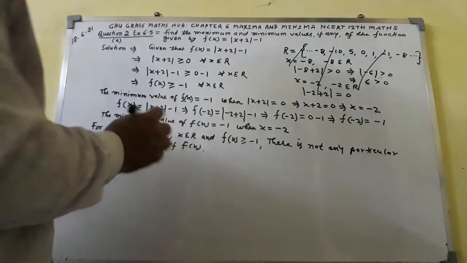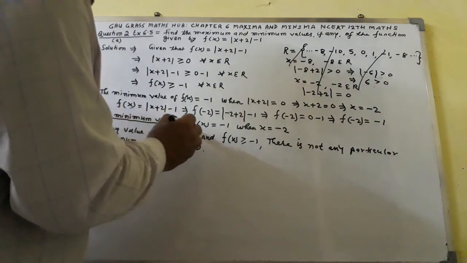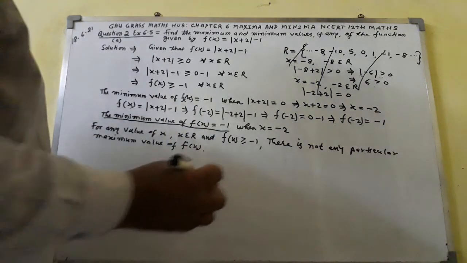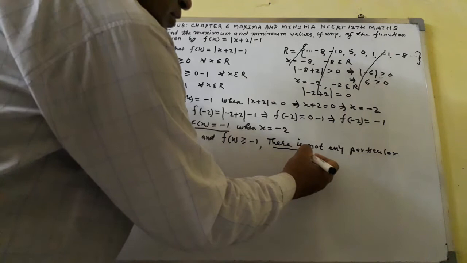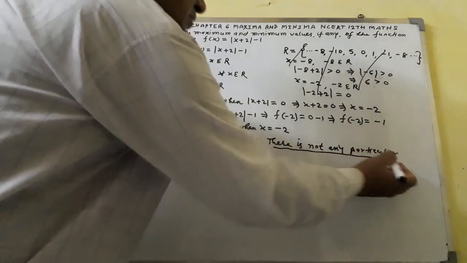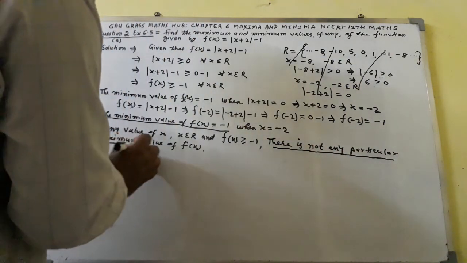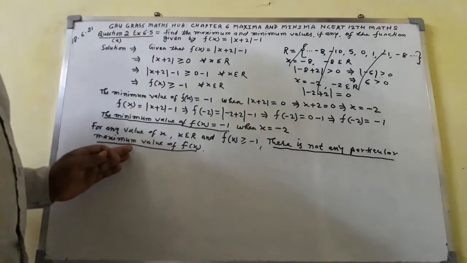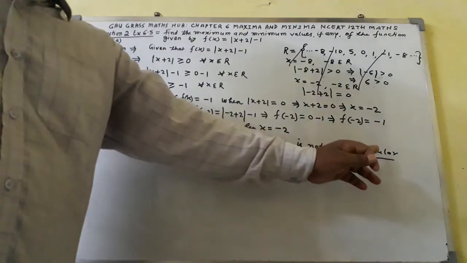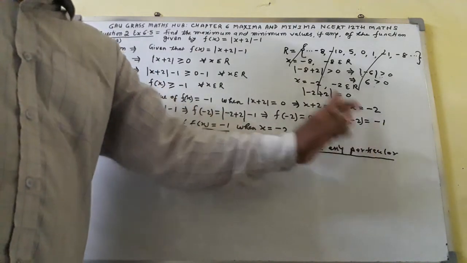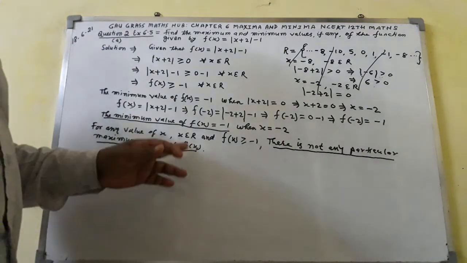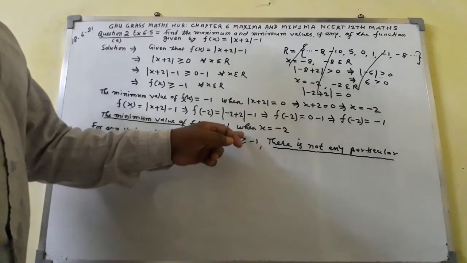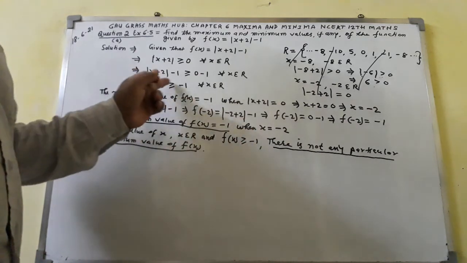The answer you have got is this one. The minimum value of f of x comes out to be minus 1 and the maximum value is not determined here. There is not any particular maximum value of f of x. You have to write the word particular there. Or you can write this statement, x belongs to the set of real numbers and f of x is greater than or equal to minus 1. This thing you have to write.